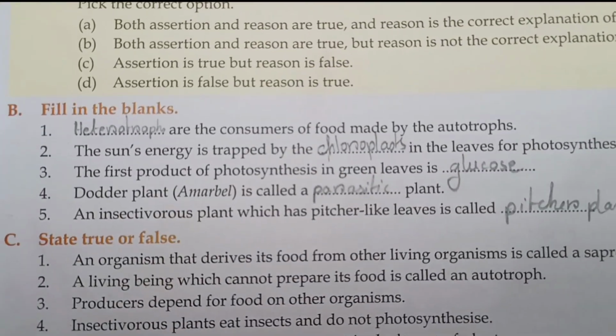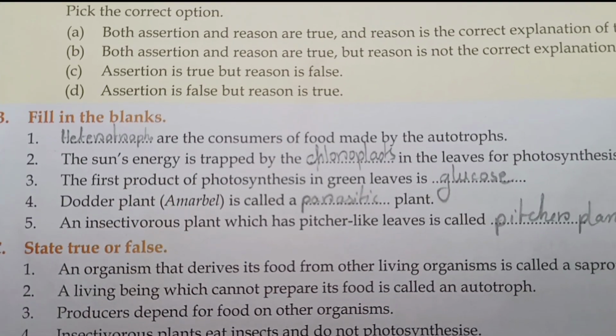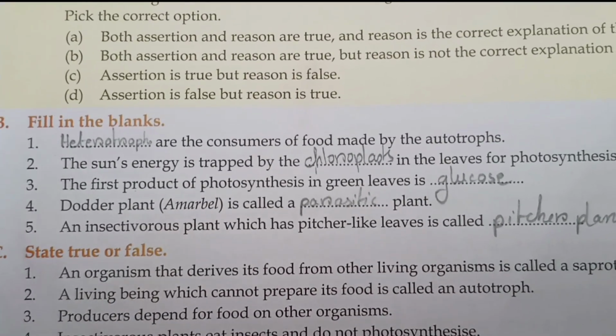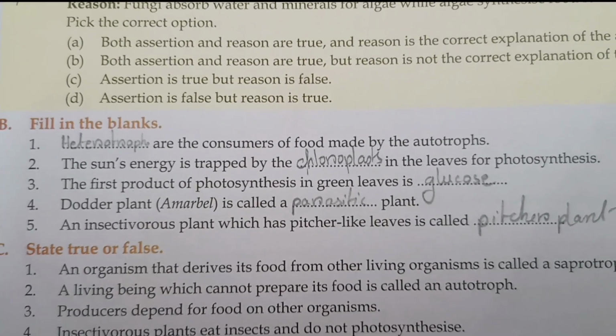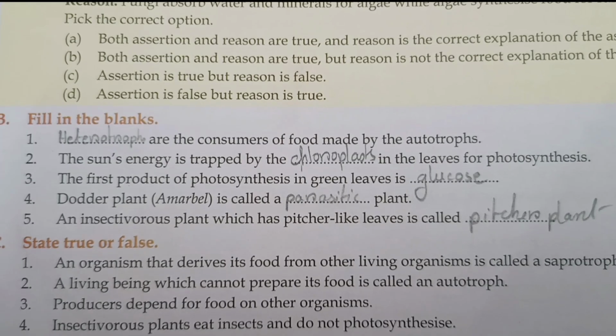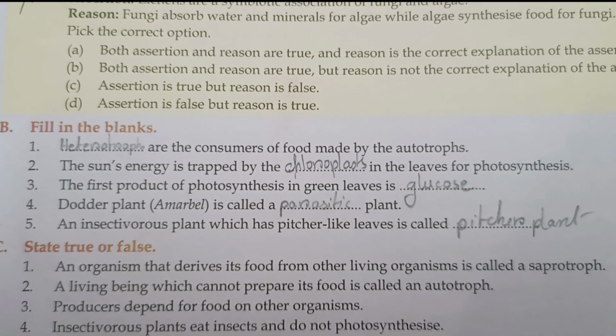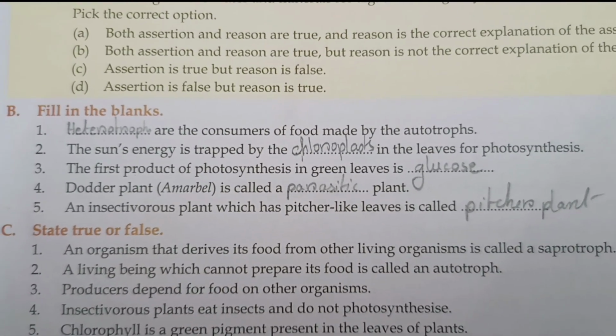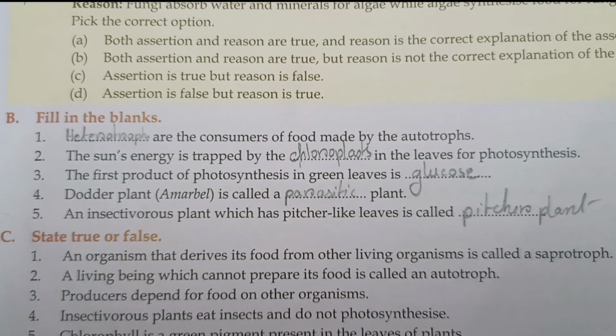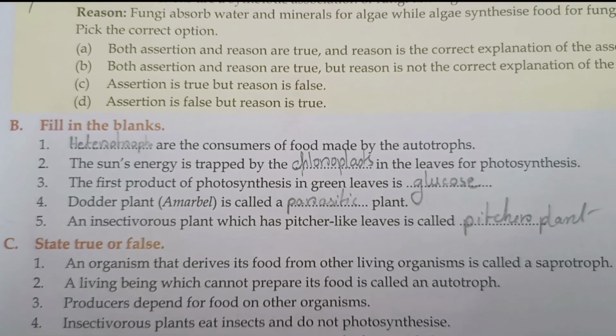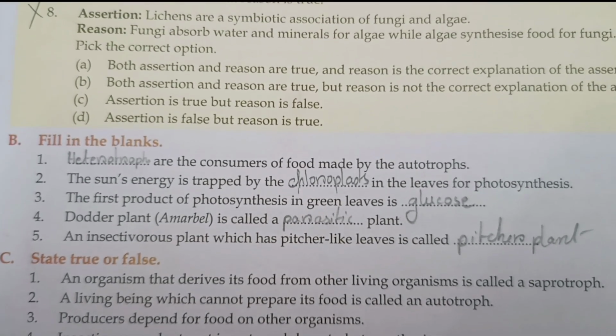Number 1, heterotrophs are the consumers of food made by autotrophs. Number 2, the sun's energy is trapped by the chloroplast in the leaves for photosynthesis. Number 3, the first product of photosynthesis in green leaves is glucose.